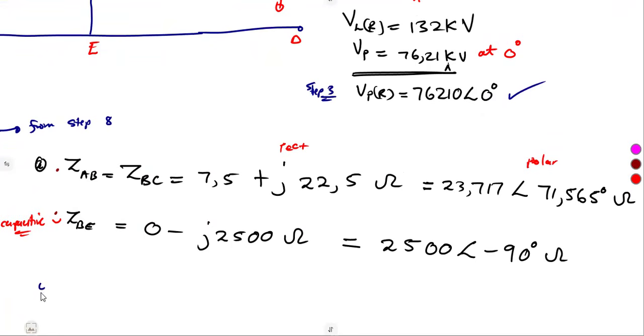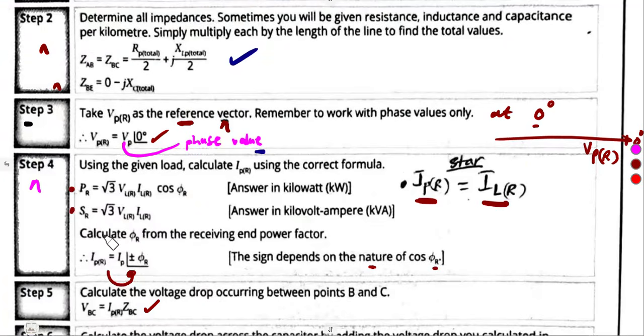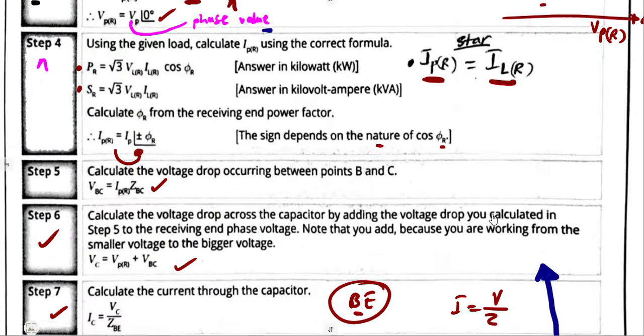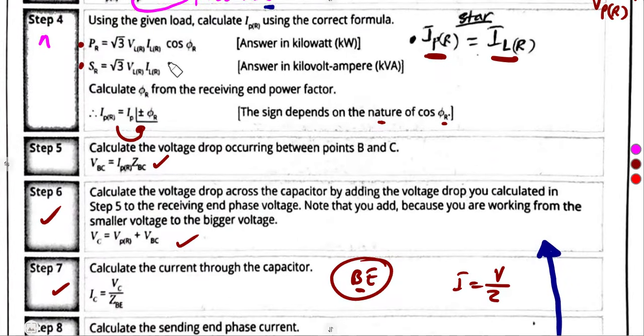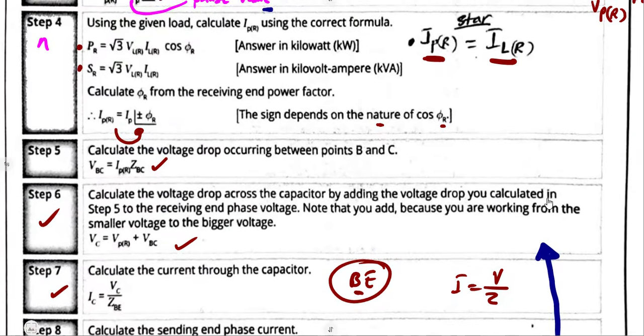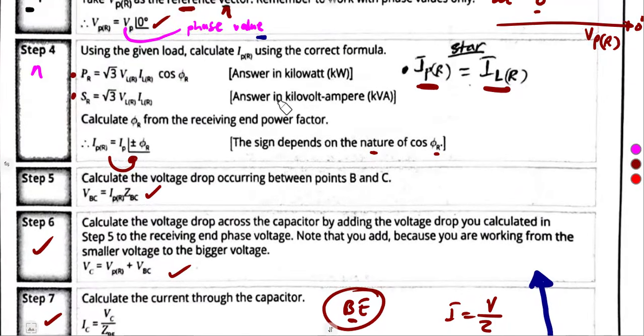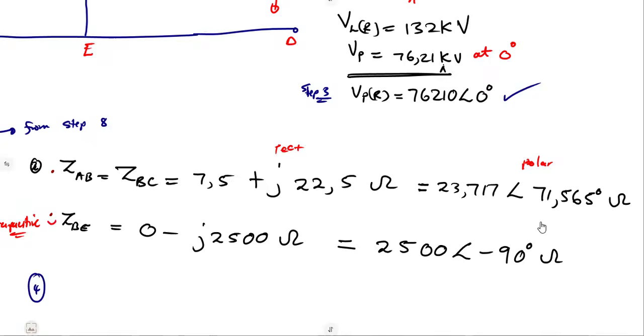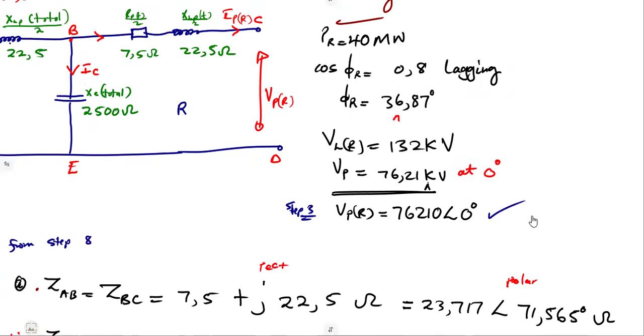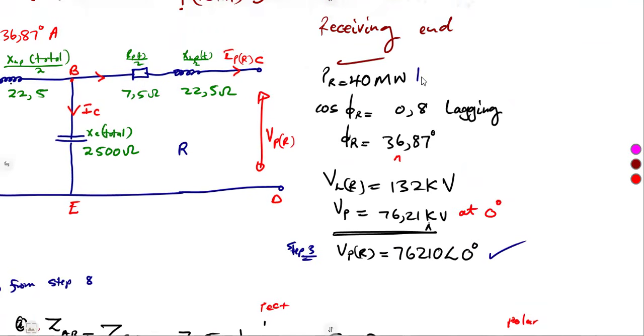Let's move on to 4. Remember, guys, we need these steps up to 8. Our answer is on step 8, so we're going to follow these up to 8. Using the given load that we have, we are going to need to calculate the current on the receiving end as a phase value. So you work with any suitable formula from what you are given on that receiving end. So let's check according to our information. What are we given on the receiving end? We have the true power.